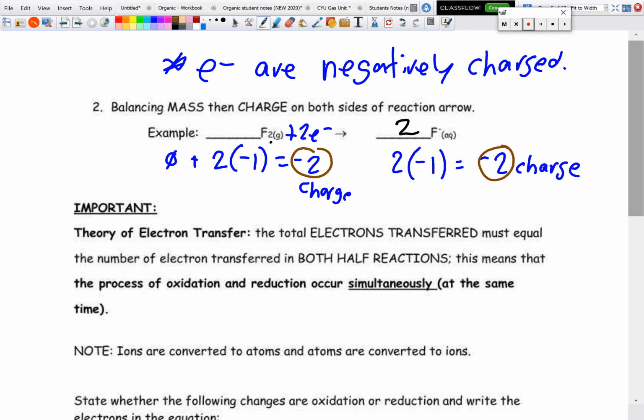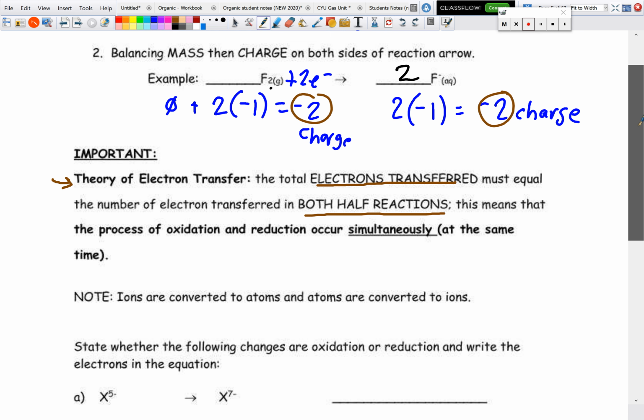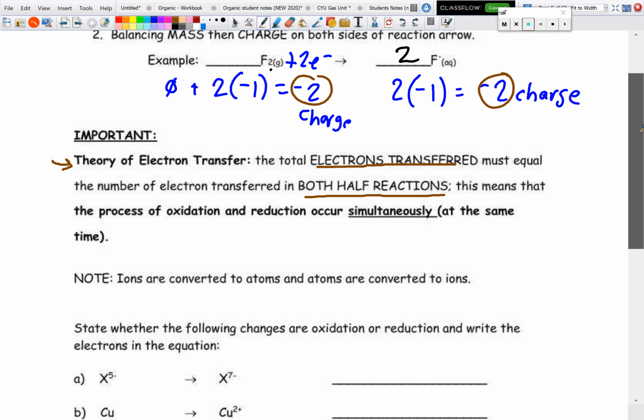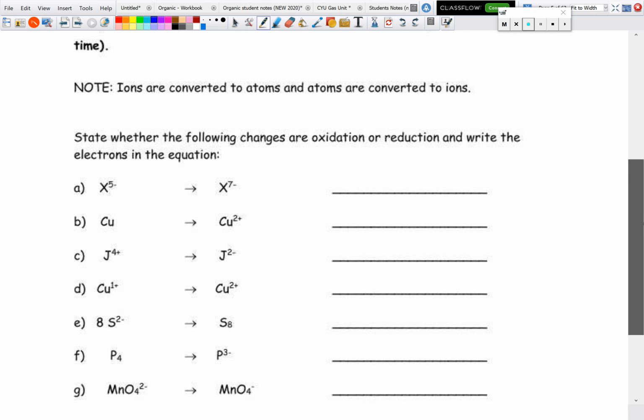And what I already touched on a little bit is how, when we add 2 half reactions together, we have to make sure that the total number of electrons transferred is the same. This is the theory of electron transfer. It just states that the total electrons transferred must be equal in both half reactions. So this means that oxidation and reduction happen at the same time. If one half reaction loses 5 electrons, then the second half reaction must also gain 5 electrons. So we need to make sure that the electrons will always cancel out.